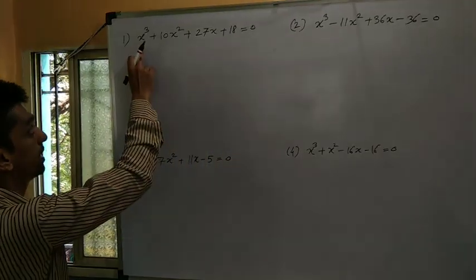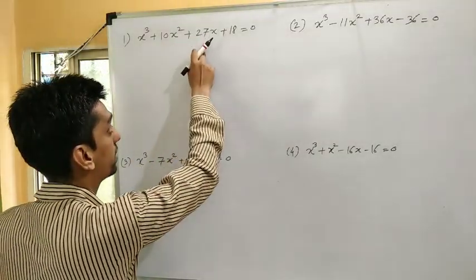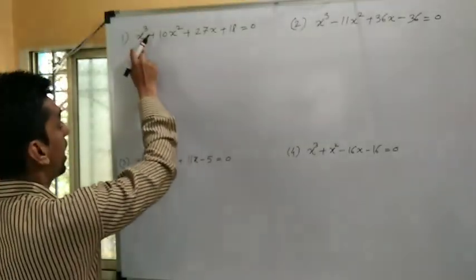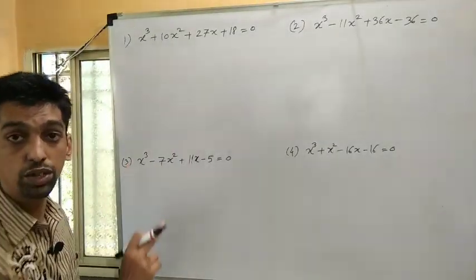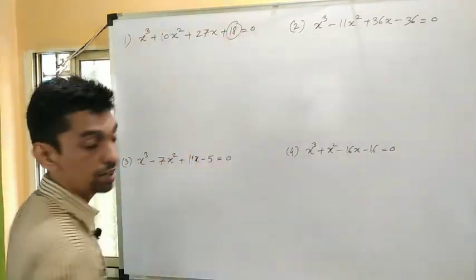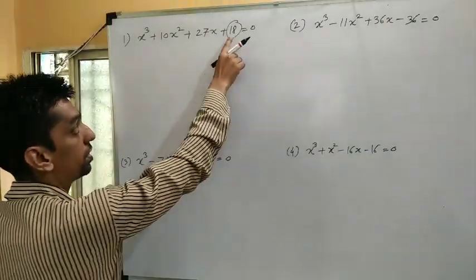The first example is x cube plus 10x square plus 27x plus 18 is equal to 0. So it is a cubic polynomial. It has 3 roots. So we have to find out 3 roots of this equation. So first of all, we have to mark the constant term of the given equation. Here constant term is 18.